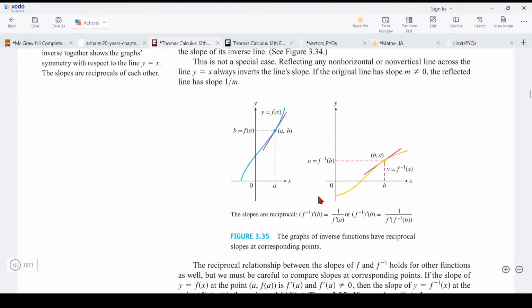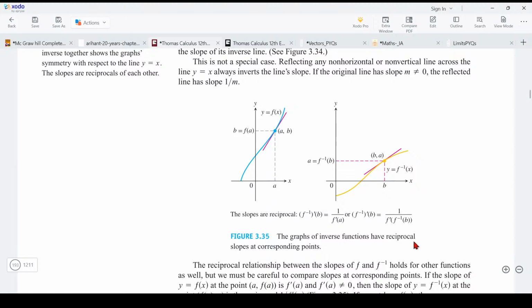So what does that mean? F inverse slope at B, what is that? That is nothing but 1 by the slope of F at A. Can you see this? F inverse slope at B, this red line slope, is nothing but 1 by the slope of this blue line at A. But this is at B. This is at A. Agreed?